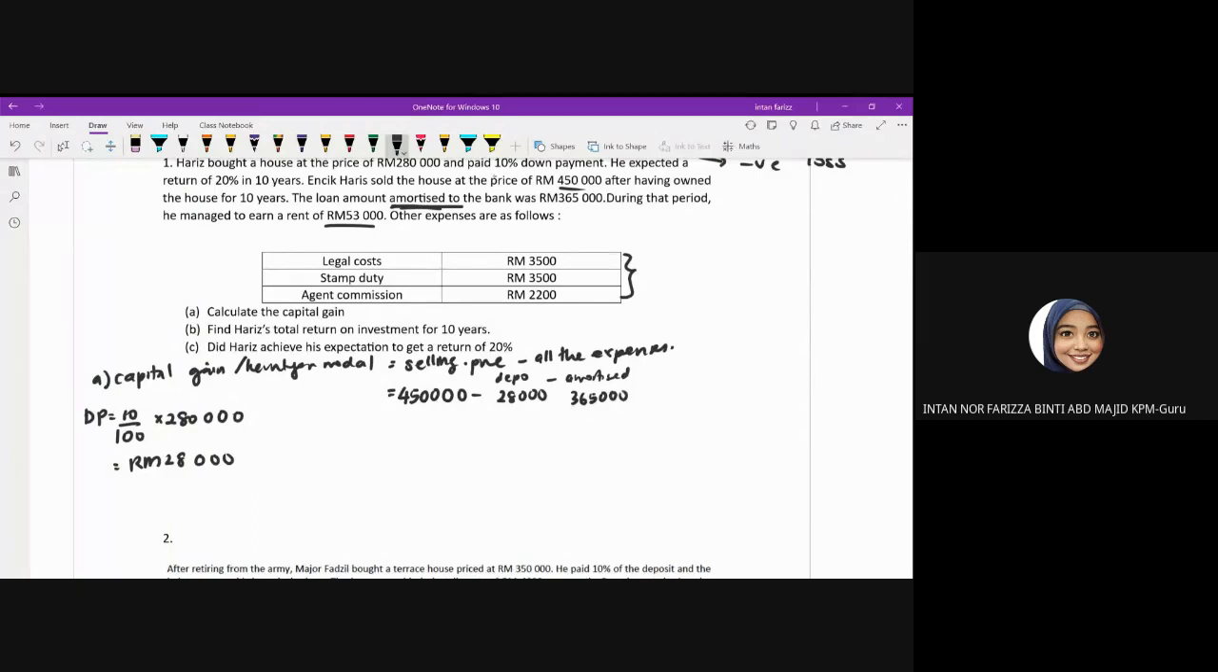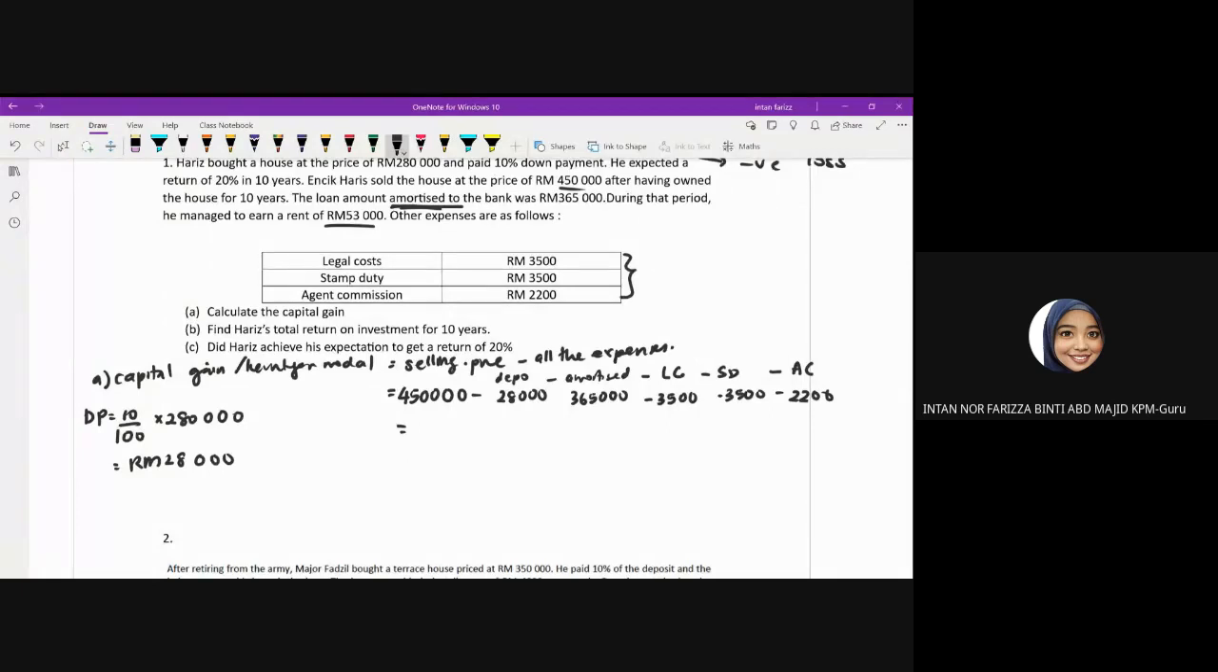365,000. Okay. What other expenses that you have? Legal costs. Legal costs you have to pay to the lawyer. 3,500. Minus stamp duty. Stamp duty of 3,500. Okay, of course, the higher the selling price of the house, the higher the expenses you have to pay for all this. Okay, minus agent commission because you're asking the agent to sell your house. You're asking for their help. Okay, so minus this one. So minus this, what do you get?